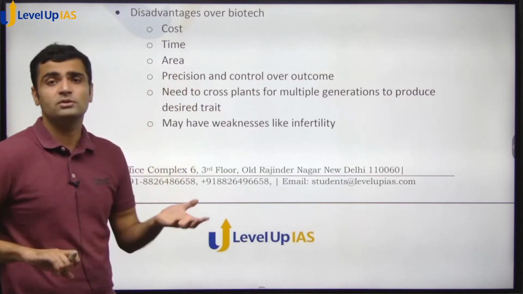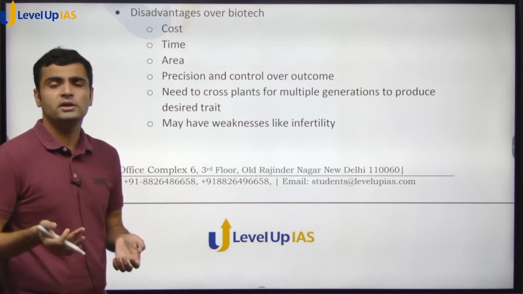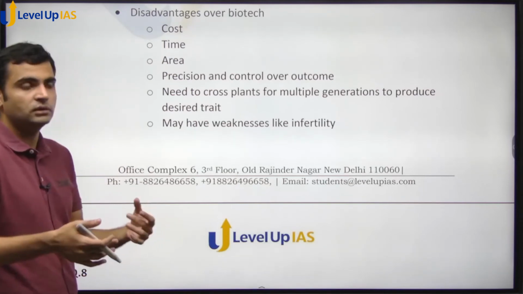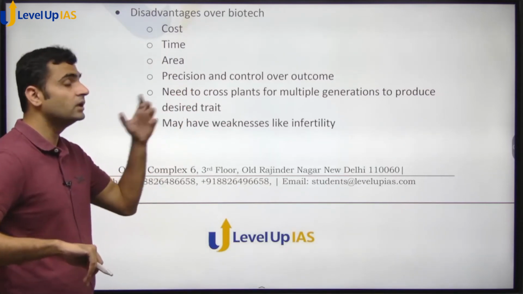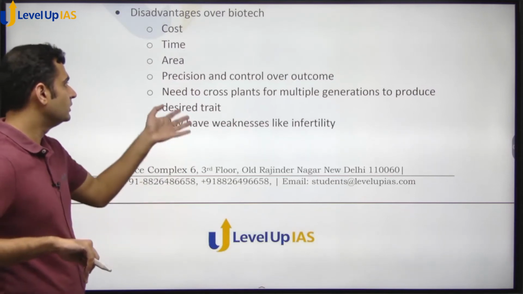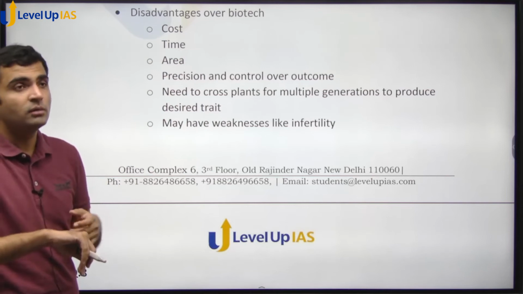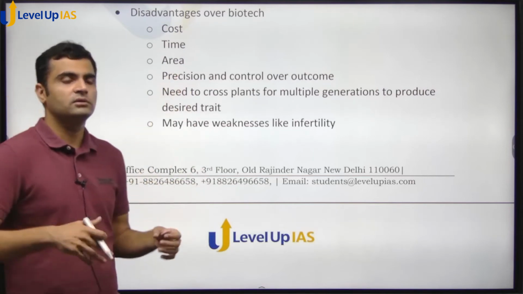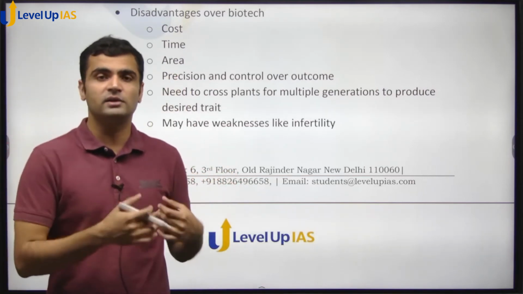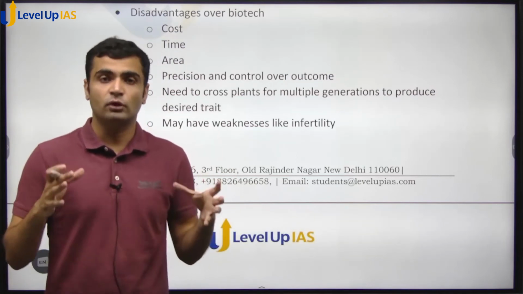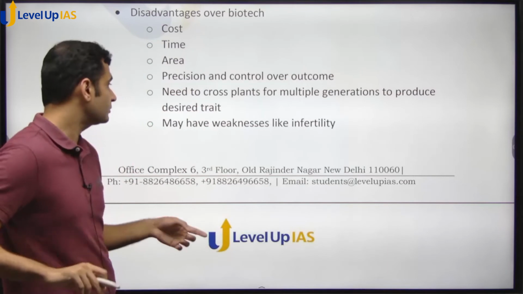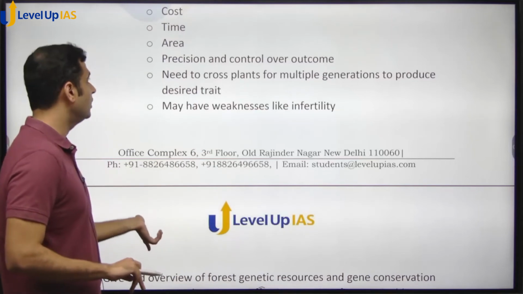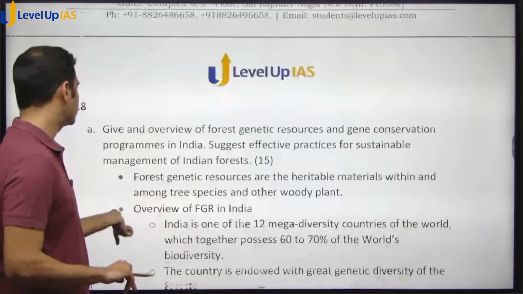Then precision over outcome is not there in tree breeding. In genetic engineering, there is absolutely precision in terms of outcome of this breeding. Then there is no need in genetic engineering to cross for multiple generations to get desired trait. You can just directly manipulate gene. But in tree breeding, to get desired trait, you have to do multiple exercises for multiple generations, which may take years and years. May have other weaknesses like infertility. So in tree breeding, it is often seen that infertility in plants may arise.